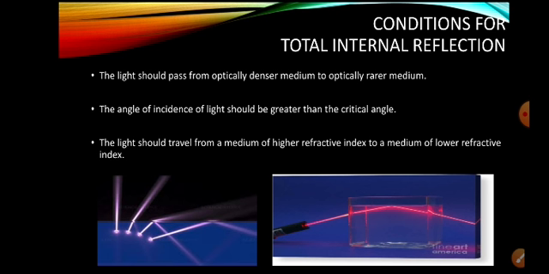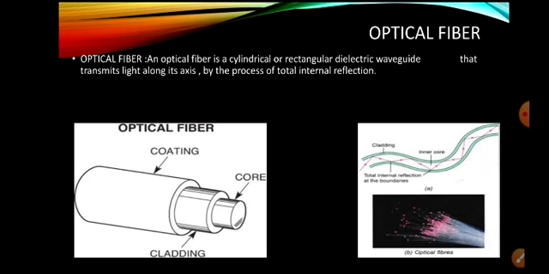So the application of this total internal reflection is the optical fiber. The optical fiber is a cylindrical or rectangular dielectric waveguide which transmits the light along its axis without any loss by the process of total internal reflection.